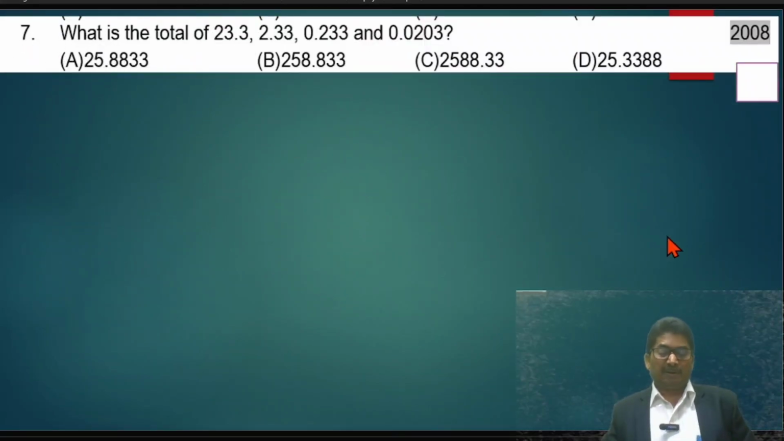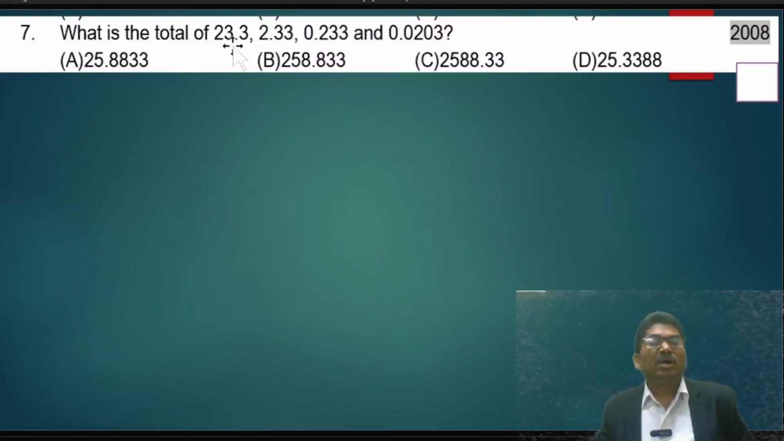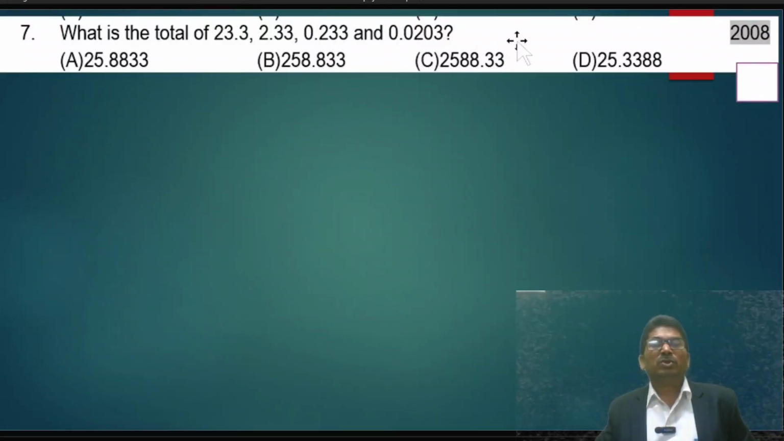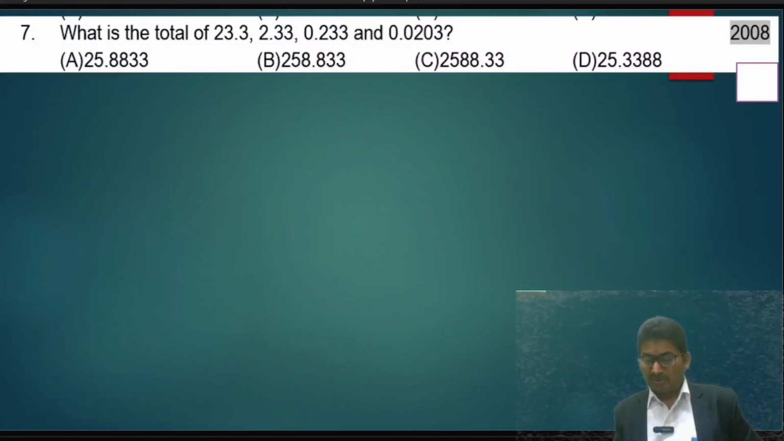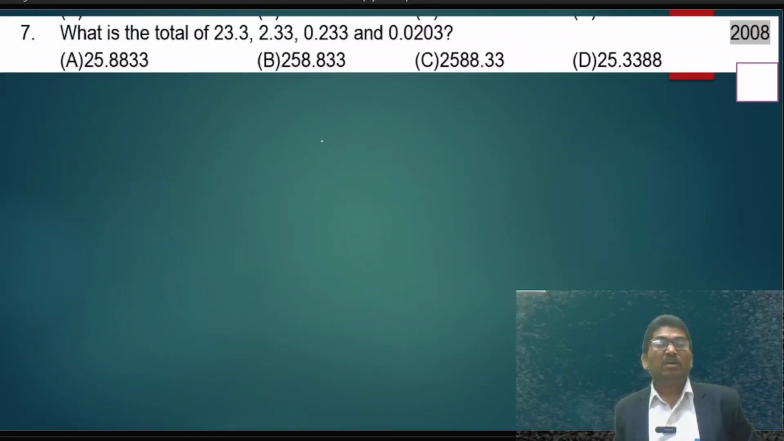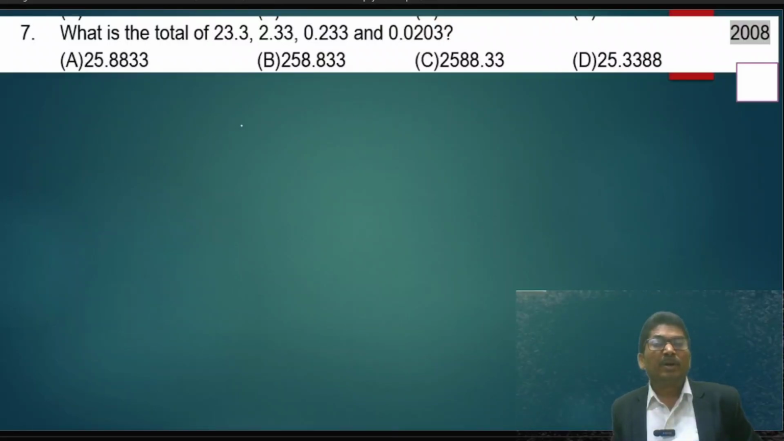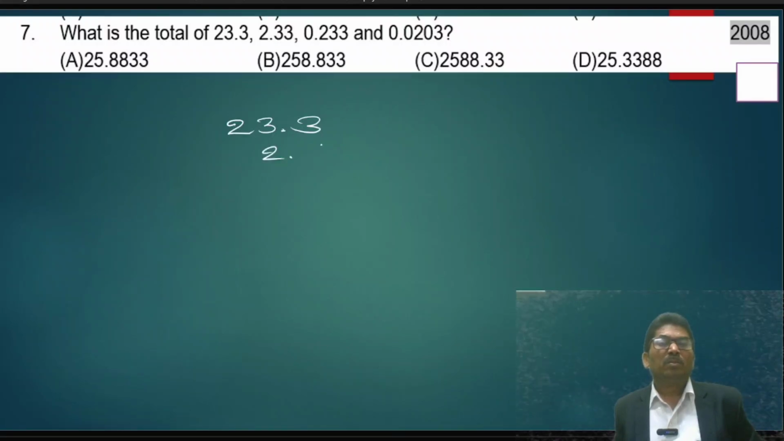Next, the seventh one. What is the total of 23.3, 2.33, 0.233 and 0.0203? Total means sum. We have to make an addition. 23.2, 3, 2.233, 0.233 and 0.0203.